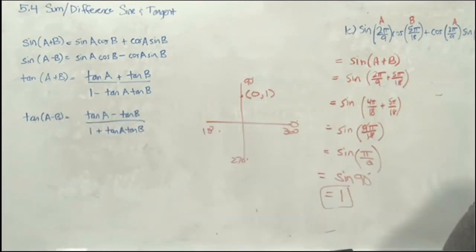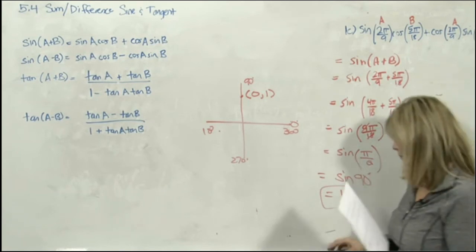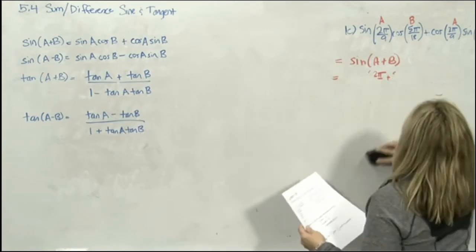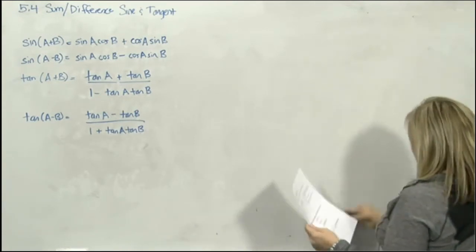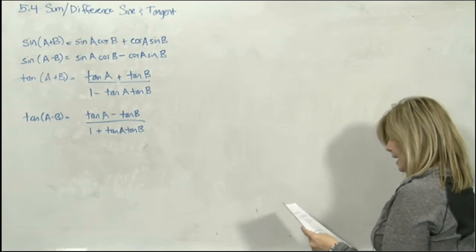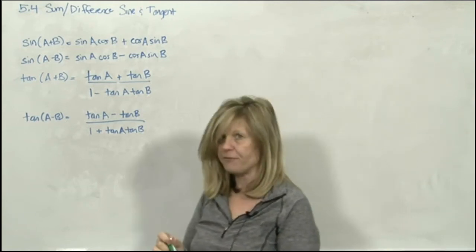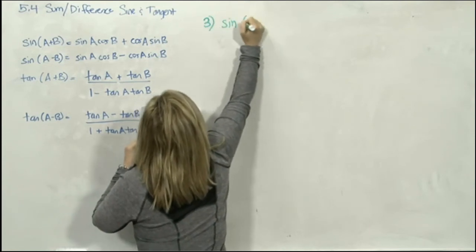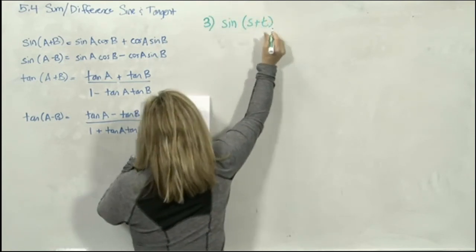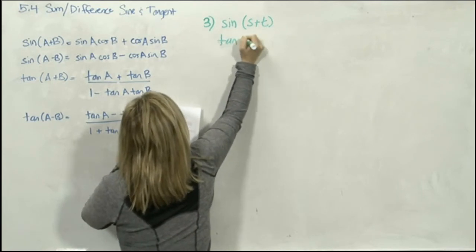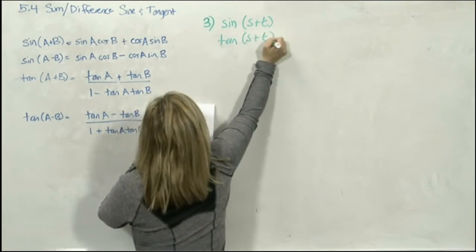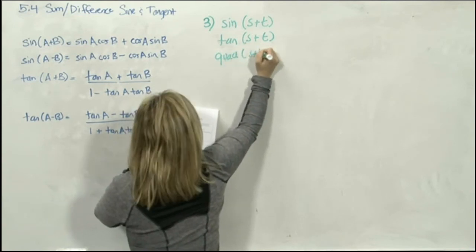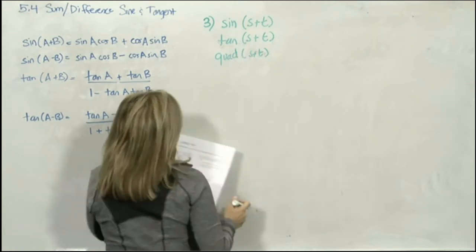We're going to do one more example in notes, and this is example 3. All right. It says, use the given information to find the following. It has 3 parts. They want us to find the sine of s plus t. They want us to find the tangent of s plus t. And they want us to find the quadrant s plus t is in, what quadrant it's in.